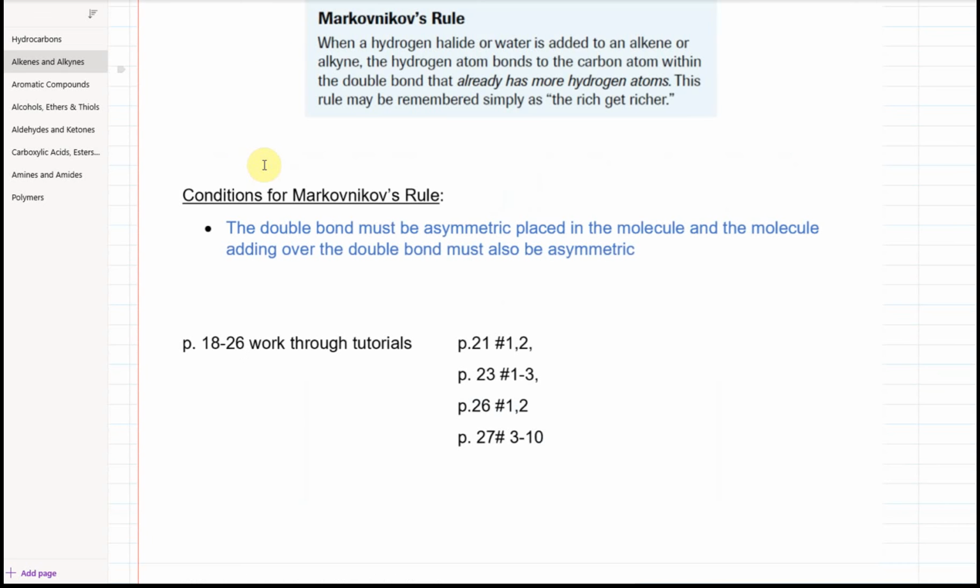So please work through examples with Markovnikov's rule. The homework is listed here. I would suggest you work through the tutorials first, and then we will continue on in our study of organic chemistry.